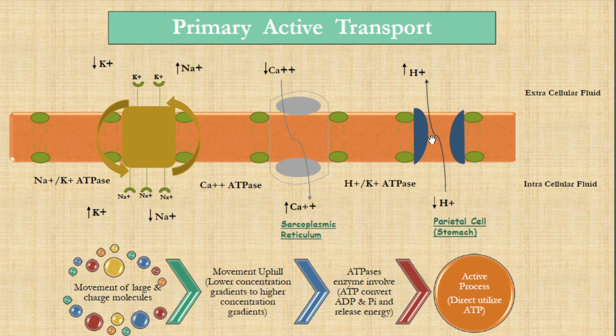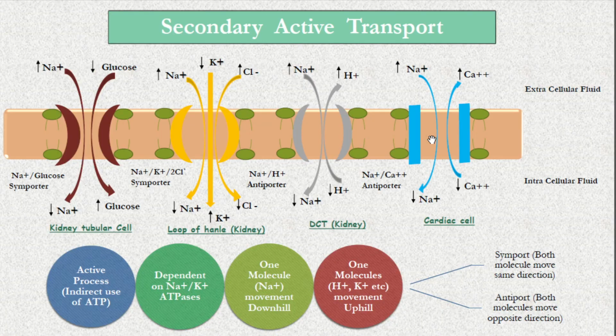Now the next type of transport is secondary active transport. In this secondary active transport, two types of transportation take place, that is symporters and antiporters. Symporters means the molecules are moving in the same direction, whereas in antiporters both the molecules are moving in opposite directions. Here you can see the example of a symporter is sodium and glucose. They are moving in the same direction in the kidney tubular cells.